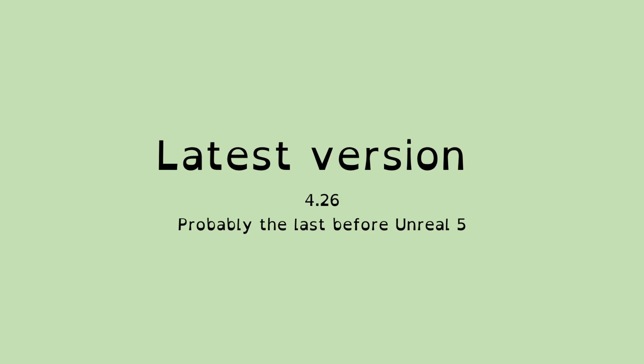The latest version of Unreal at the point in time when I'm recording this is Unreal 4.26. The rumours are that this is going to be the last version of version 4, because in about a year's time they're planning to release Unreal 5, which is going to be a major step forwards in graphics and in the games engine.